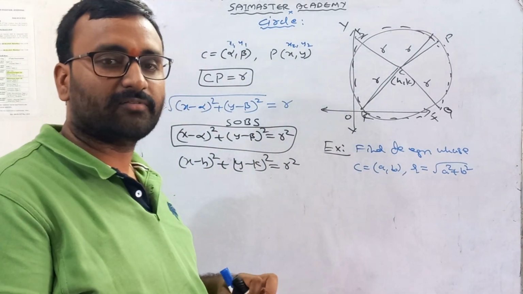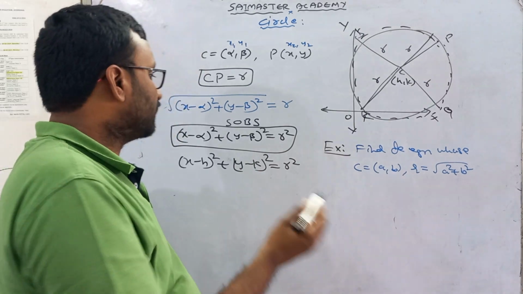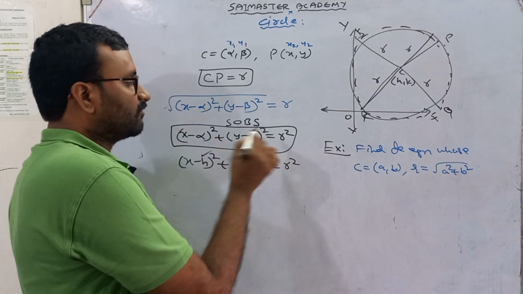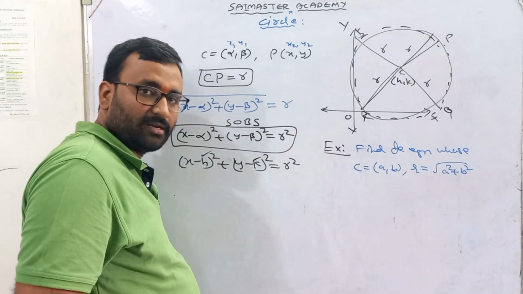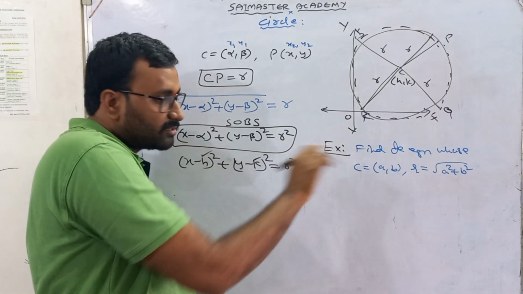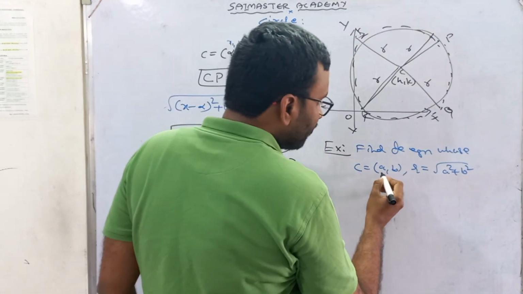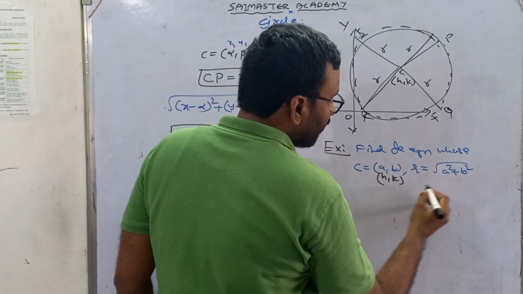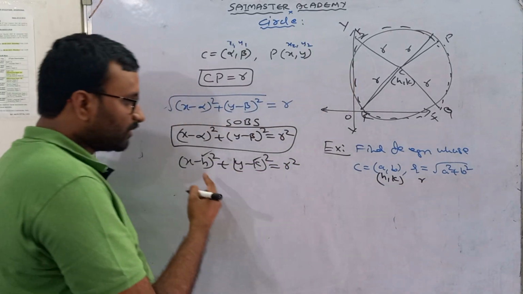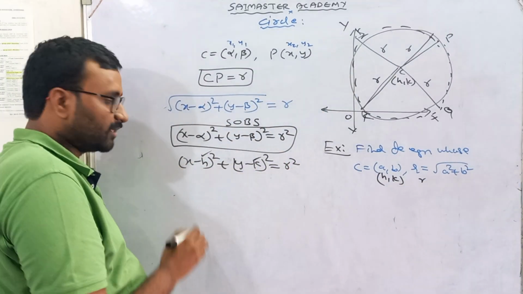It is asking for the circle equation. If you have center and radius, what is the center? (h, k) or (alpha, beta)? Given (h, k) or (alpha, beta), and also r is given. So here we have (h, k) and also r. Then what is the formula? This is the formula. Just replace h, k.